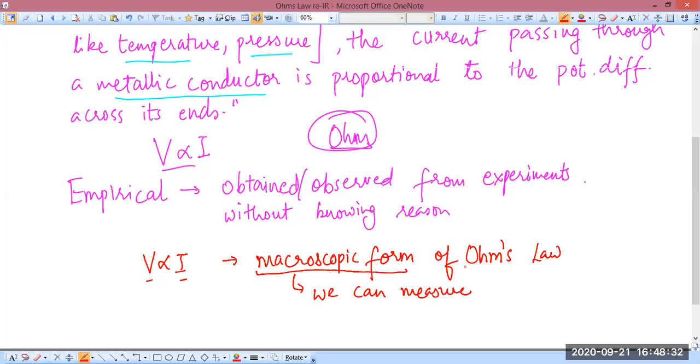All right. Later on, we are going to talk about another form of Ohm's law, which we will derive from theory, and it will use such things that we cannot measure on the inside of the metal. I'll repeat. We will talk about another form of Ohm's law, which will have quantities that you cannot measure from inside that metal wire.